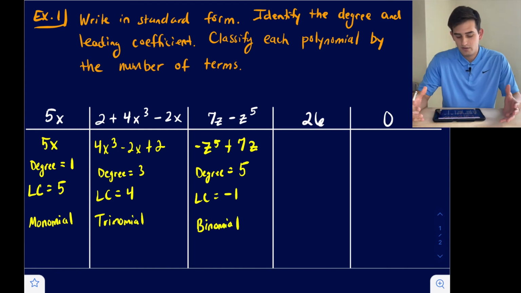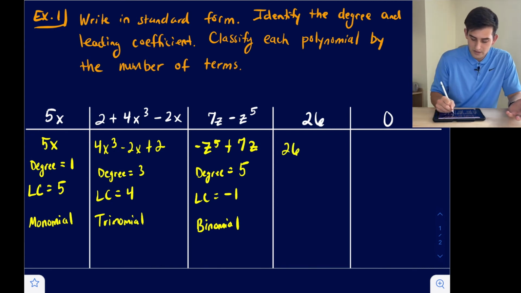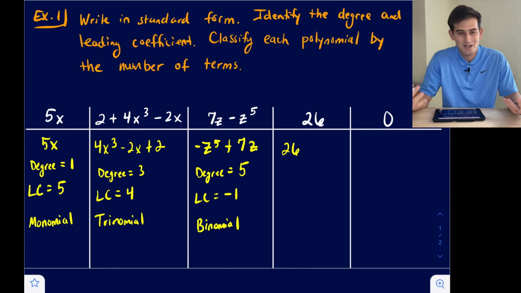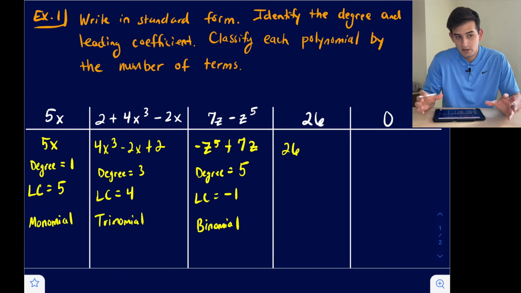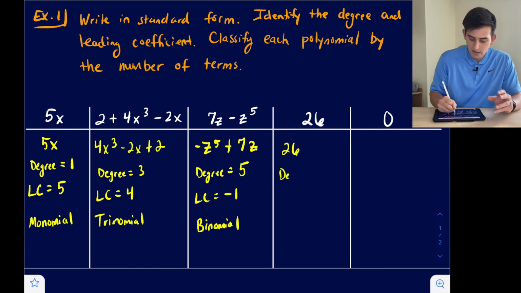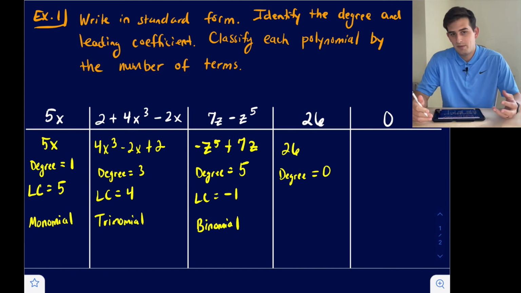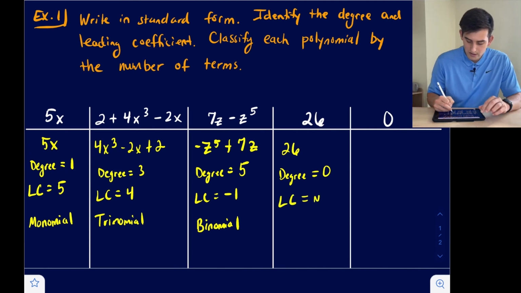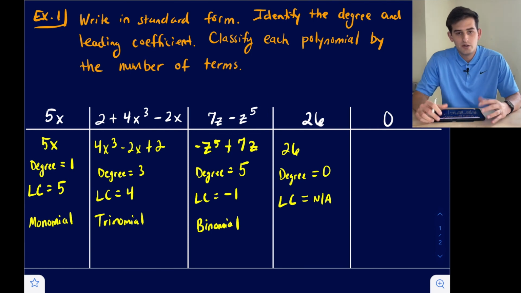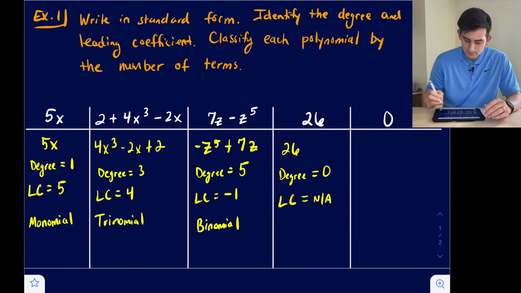Okay, now you see the last two, they're just numbers. They're just constants. So in standard form, once again, it's just the number, so 26. The degree here, do we see an exponent? No, right? If we don't see an exponent, the degree is 0. It can't be 1 because that means there's an x or a variable there. Since there is no variable, our degree is 0. For leading coefficient, we're just going to say NA, does not apply. There is no coefficient because there's no variable. And this would be a monomial.